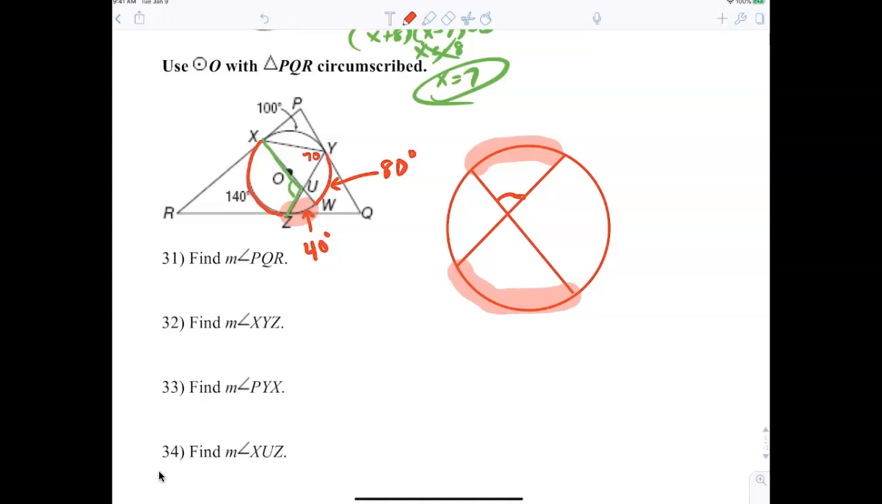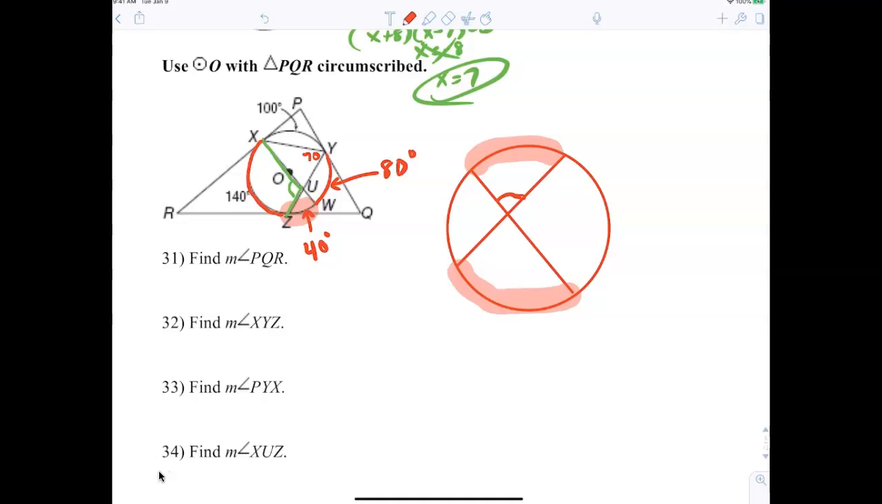Yeah, but for XUZ, you didn't divide by 2, because it's not an inscribed angle. For an inscribed angle, remember, the vertex is on the circle. Oh, okay, sorry. Right? You agree? Yeah. Miss Alonzo, you good now?